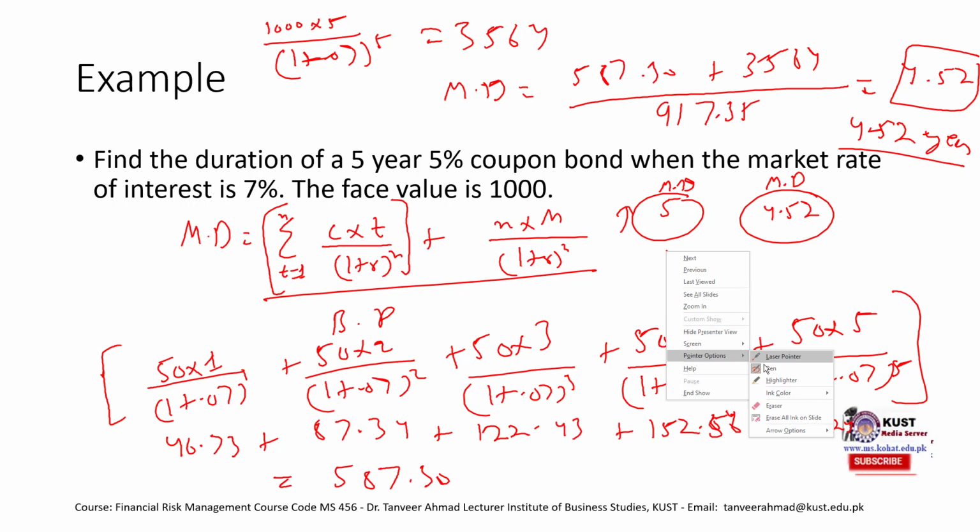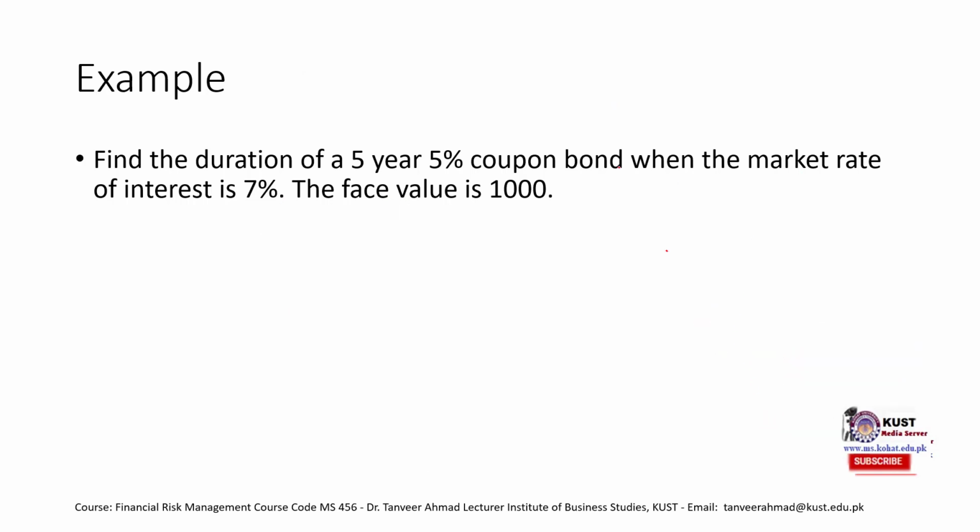I have seen that students find that method of solving this question quite easier. So for this we would draw a table. We have the time period, then we would have a cash flow column, then we would find the present value of each cash flow, and then we would find the weighted present value. So in this case we have 5 time periods.